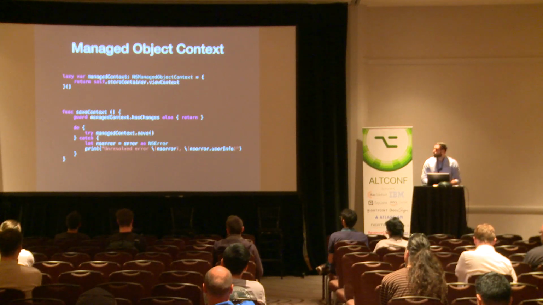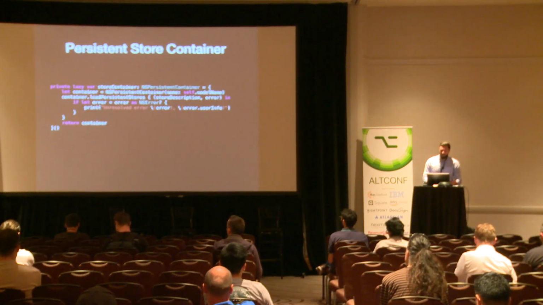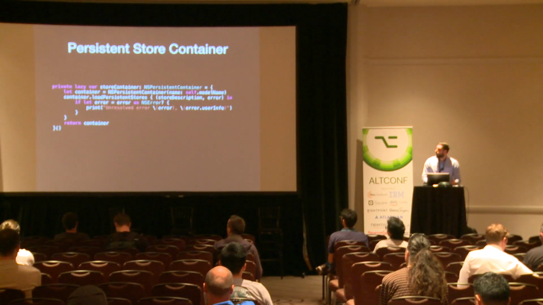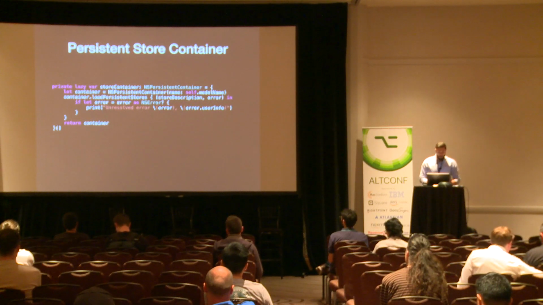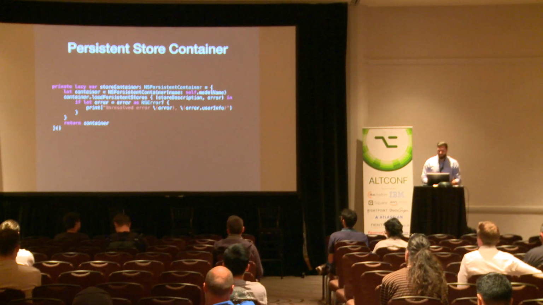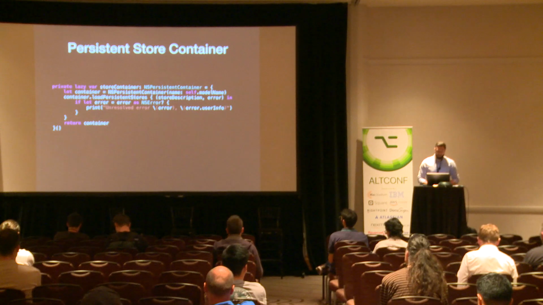This is really important: not to save the data when there are no changes. Then the persistent container, for this approach, is initialized with a model name we pass through the class constructor. This is standard code for our Core Data stack.